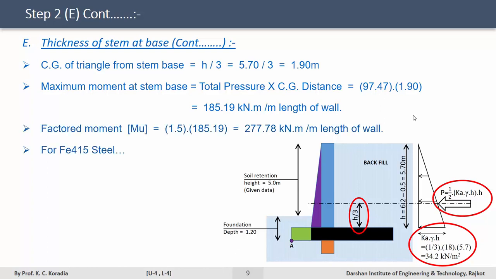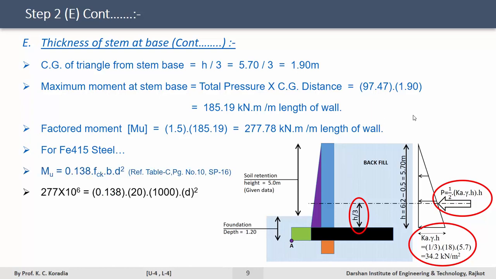For Fe 415 steel, referring to Table C given on page number 10 of SP16, we get the equation for ultimate moment Mu equal to 0.138 fck b d square. Here fck is the grade of concrete. Substituting the value of Mu, fck, and b, which is the length of wall, we have considered 1 meter length of wall, that is 1000 mm, into d square. Therefore, d comes out to be 317.25 mm.